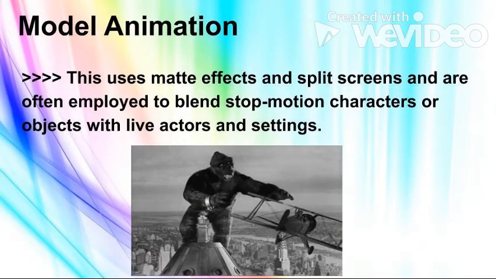Next, we have model animation. Model animation class uses matte or matte effects and split screens and is often employed to blend stop motion characters or objects with live actors and settings. Can you see that one? Can you guess that example? What film is that? That's King Kong. That was in 1933. That was a very long time ago. Live actors and settings. Imagine King Kong on top of the building. That's model animation.